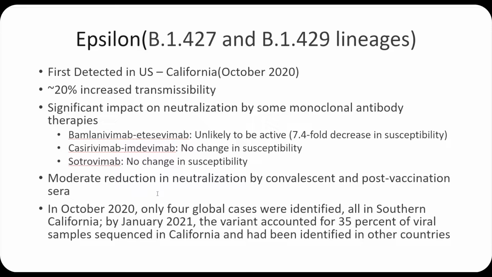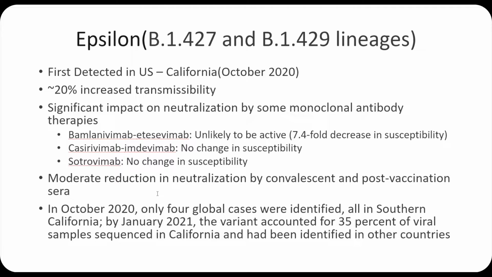Epsilon. So this one was first detected in California in the US in October 2020. And we didn't think much of that. There was only 20% increased transmissibility. So we didn't think it was as bad as the UK variant or South African variant. But here is the scary fact. Between October 2020 and January 2021, the variant accounted for 35% of the infections in California. Just imagine how fast this virus spreads.